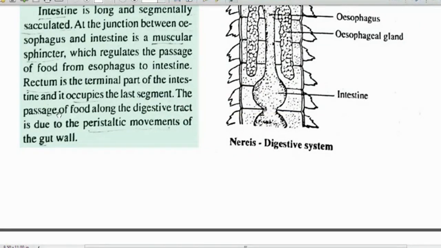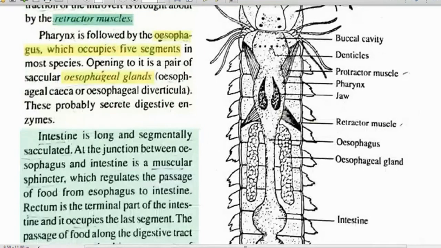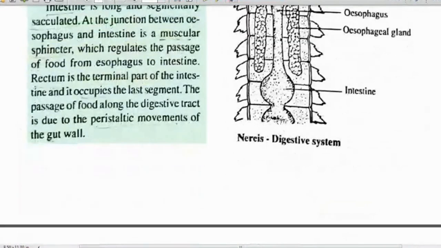Then the passage of food along the digestive tract is due to the peristaltic movement of the gut wall. Food material moves from the buccal cavity to the pharynx, then to the esophagus, and from the esophagus it moves into the intestine.